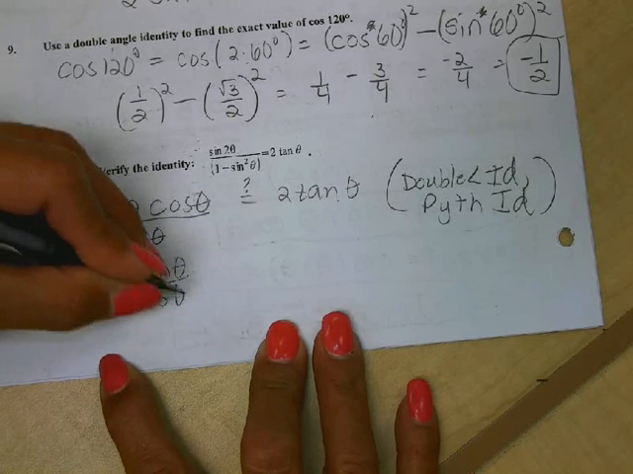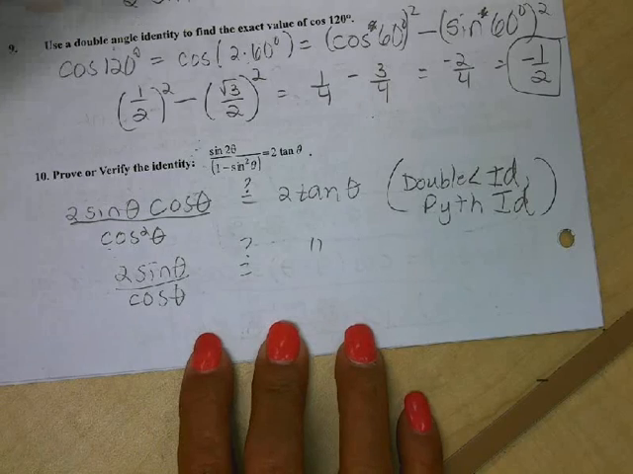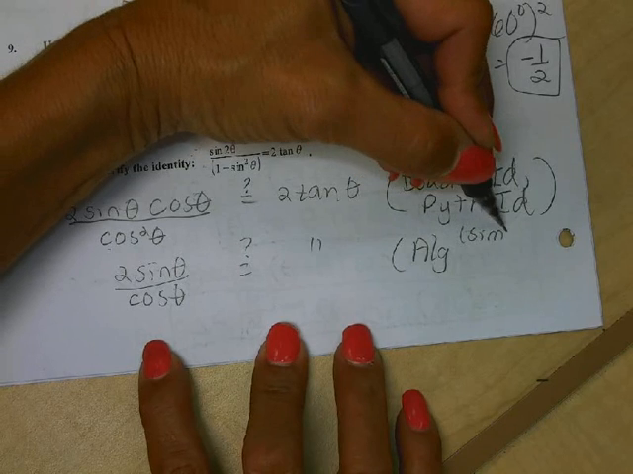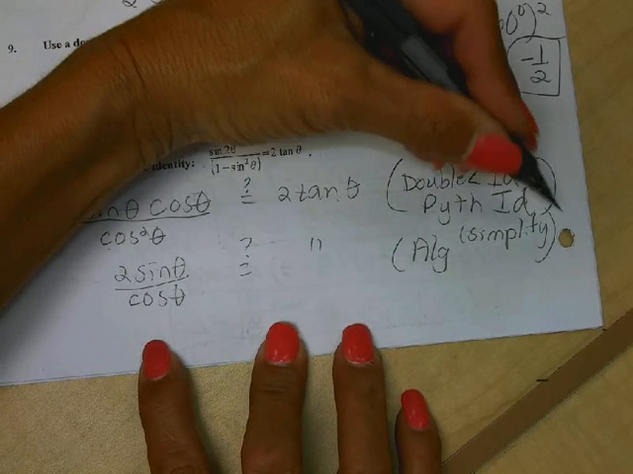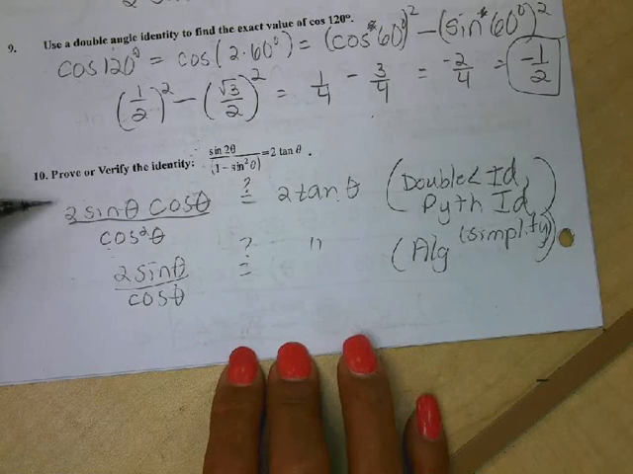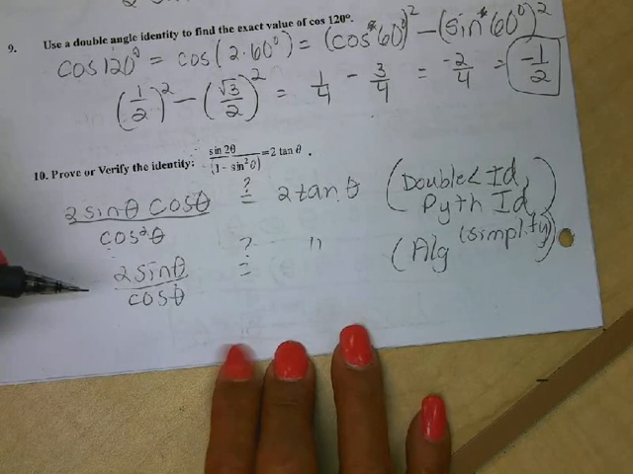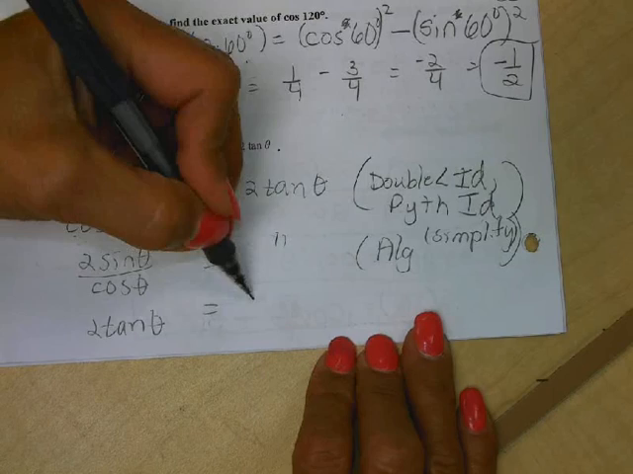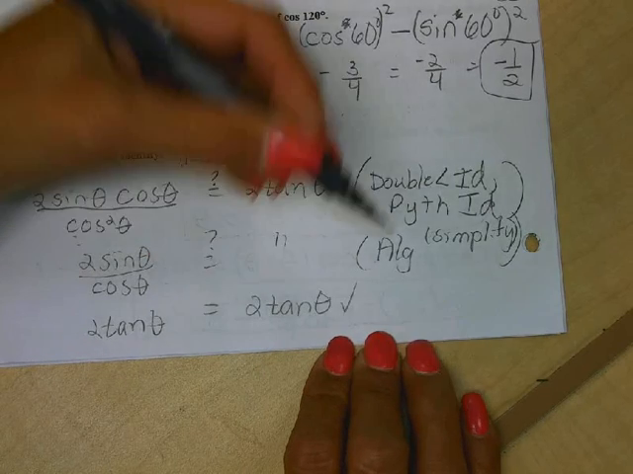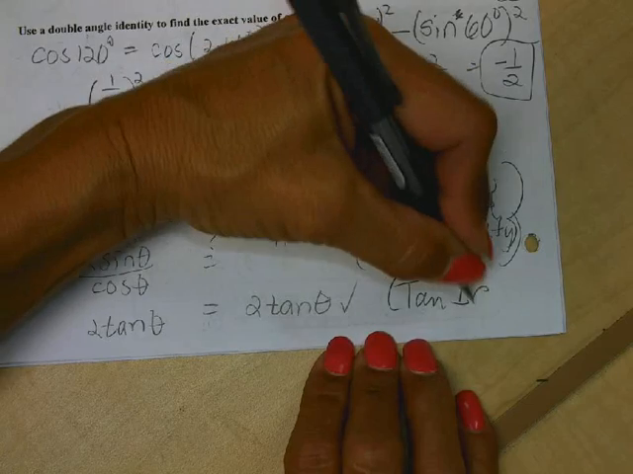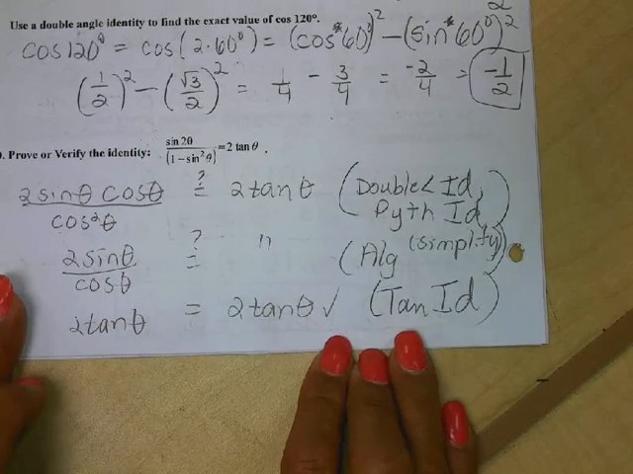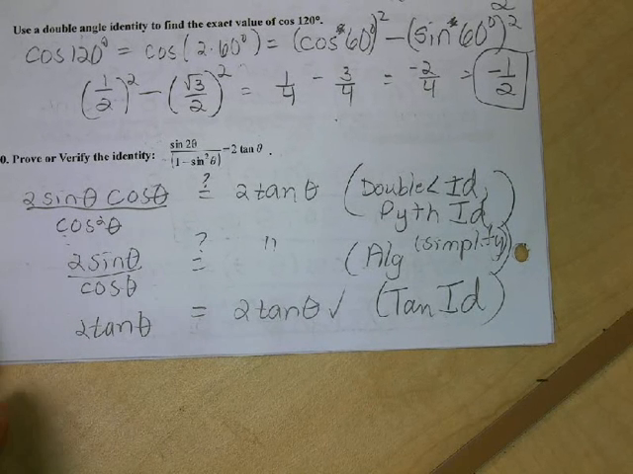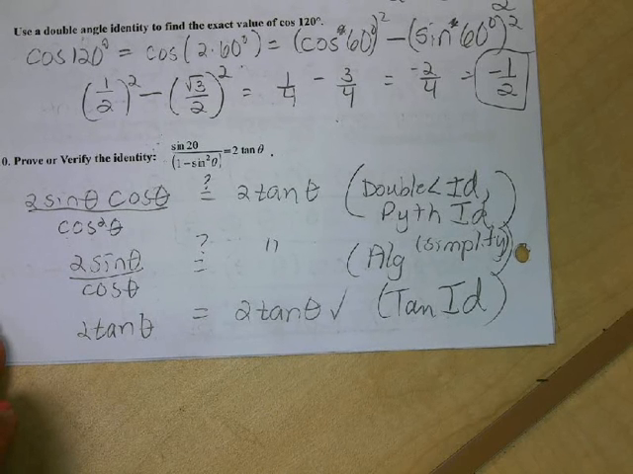Now, my next step, I need to do some simplifying. I know that cosine will reduce one of these cosines out, and I'll have 2 sine of theta over cosine of theta is equal to question mark, and put the ditto marks down. Now you can call that either algebra, or you can call it simplifying, reducing fractions. Any of those reasons would be fine. And now finally, I can see that my sine of theta over cosine of theta will equal the tangent of theta by the tangent identity. And I'm done proving my theorem.